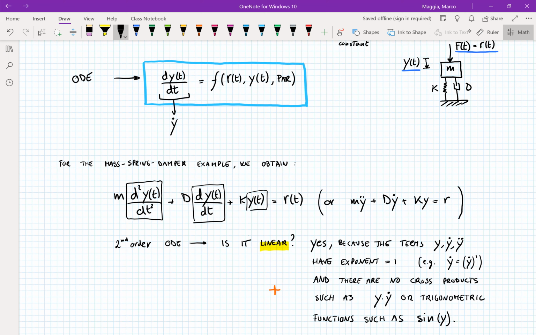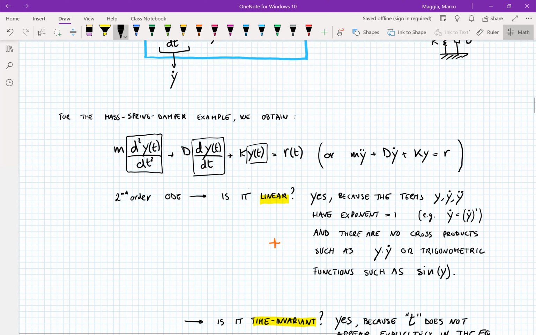The question now, once we have the ordinary differential equation that describes the model, in this case, the mass spring damper, is that we have to characterize such an equation. The first question that we ask ourselves is: is the equation linear? In this case, it is. So how can we tell that the equation is linear?